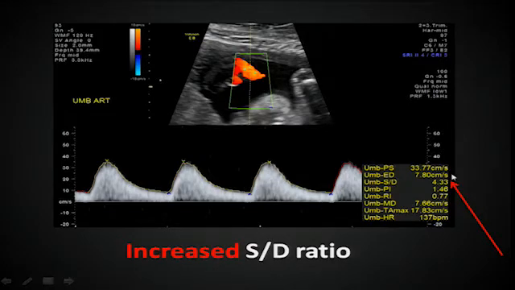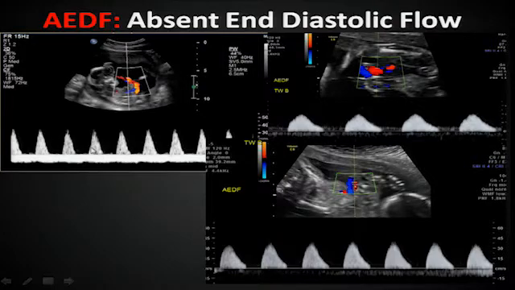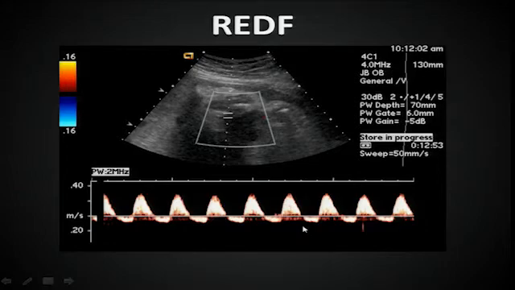One of the first signs that we'll see is increased resistance to blood flow. So we'll have an increase in the systolic-diastolic ratio. Now we see that in diastole, this is coming closer to that baseline. As we progress, as there's more resistance in the placenta, more resistance to the blood flow, then we can get absent end-diastolic flow, and then reversed end-diastolic flow. When we get reversed end-diastolic flow, this baby's in real trouble.